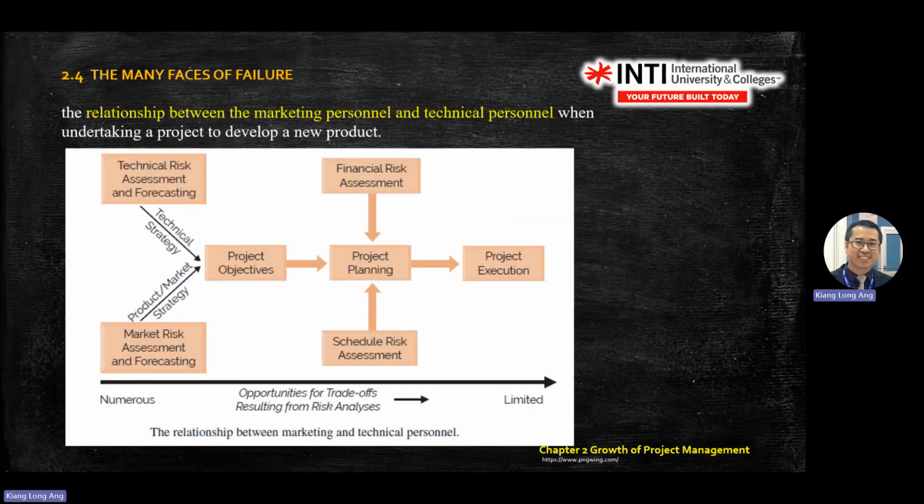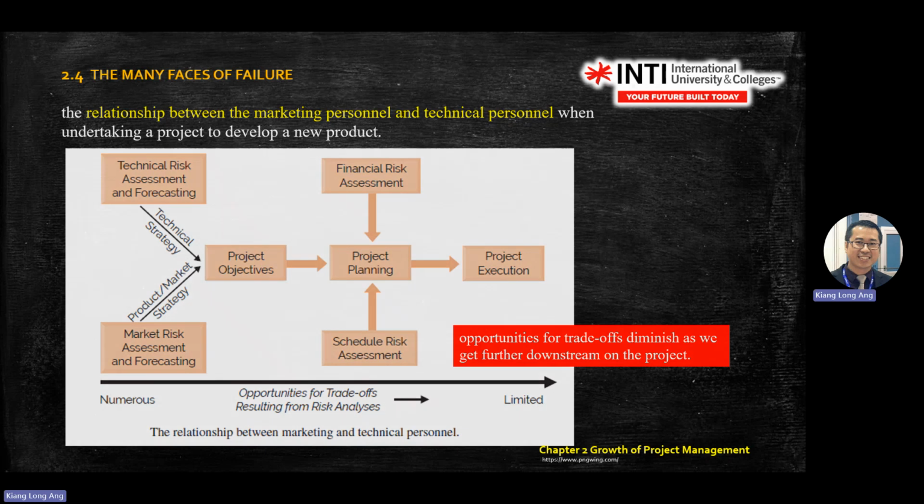Okay, this one also you read. This one is the relationship between marketing and technical personnel. There's a flow chart there. It's from technical marketing fit into objective, go to planning, then financial risk assessment, project execution, schedule, it becomes planning. So the rest you read.